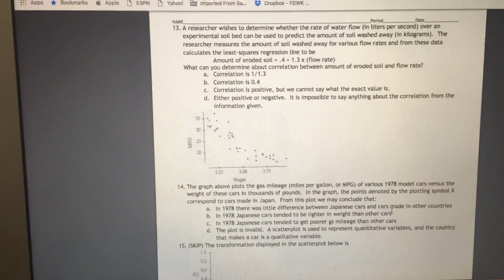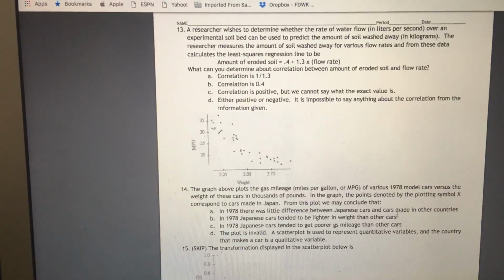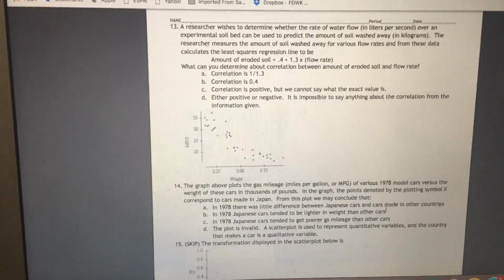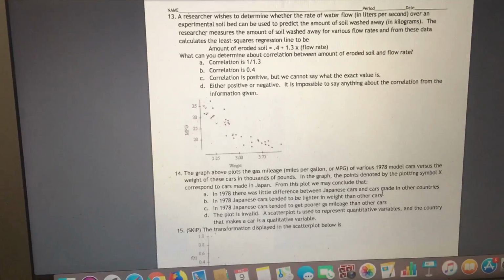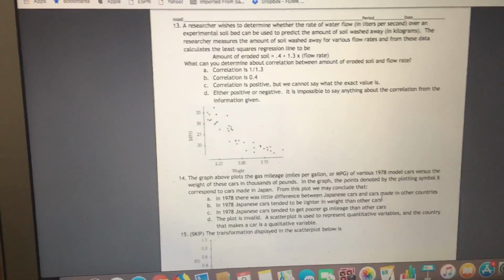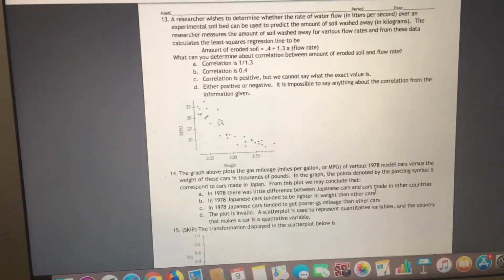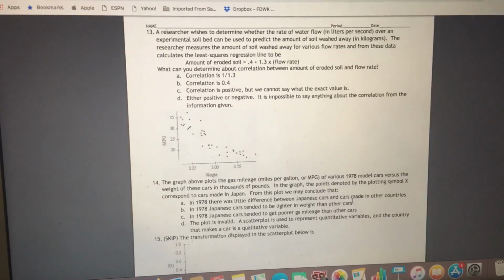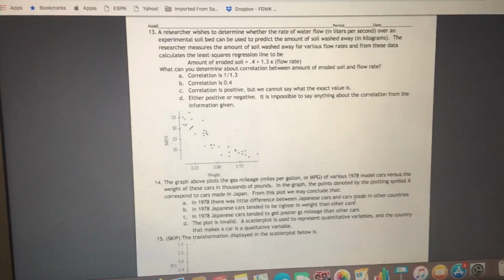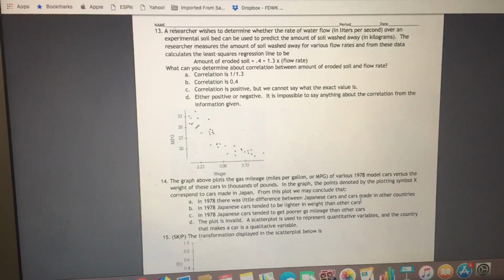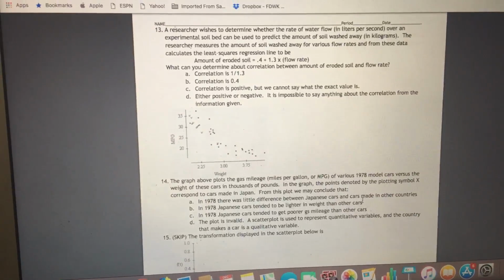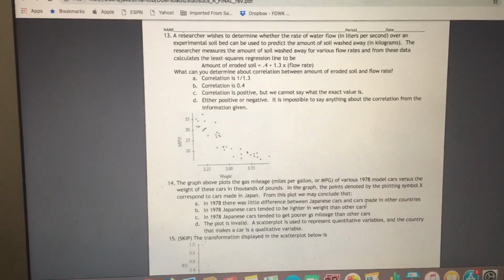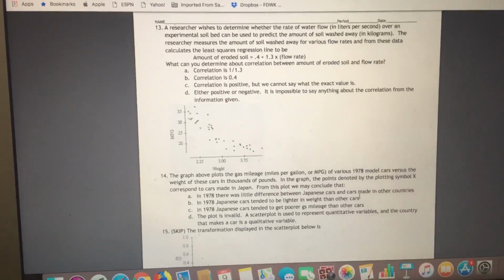And remember, the LSRL is a line that represents the relationship between two variables. And so if the slope of that relationship or that association is positive, that means that the correlation is positive. D, either positive or negative. It is impossible to say anything about the correlation from the information given. This is not true because we know that if the slope of the LSRL is positive, then the correlation is also positive.